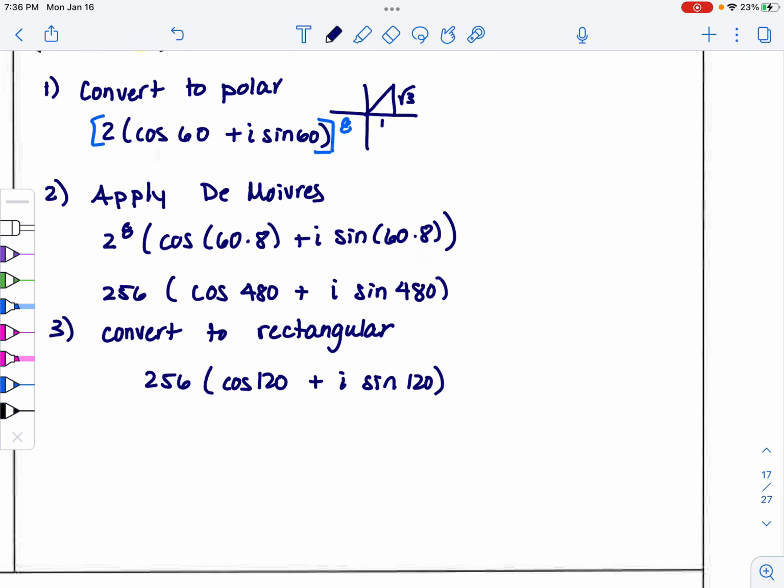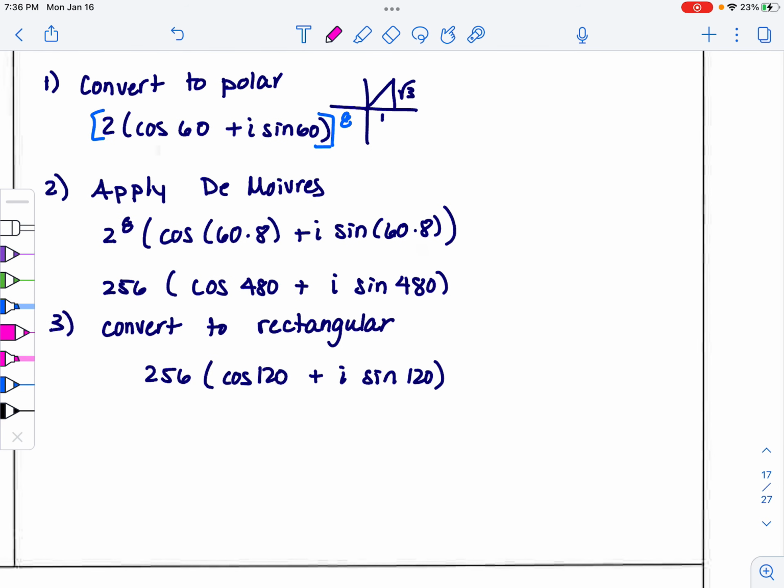So if you guys recall on Friday, I said maybe it's easier for you guys just to evaluate these numbers on the inside and then distribute the 256 in first. So that's the route that I'm going to take. 120 is in quadrant 2. It is a 60-degree reference angle. Across from 60 is square root 3. The adjacent side is -1. Hypotenuse is 2. The cosine of 120 is -1/2. And the sine of 120 is square root 3 over 2.